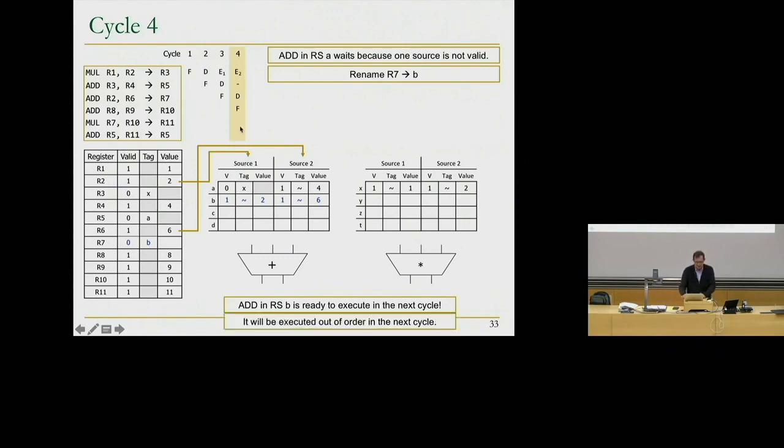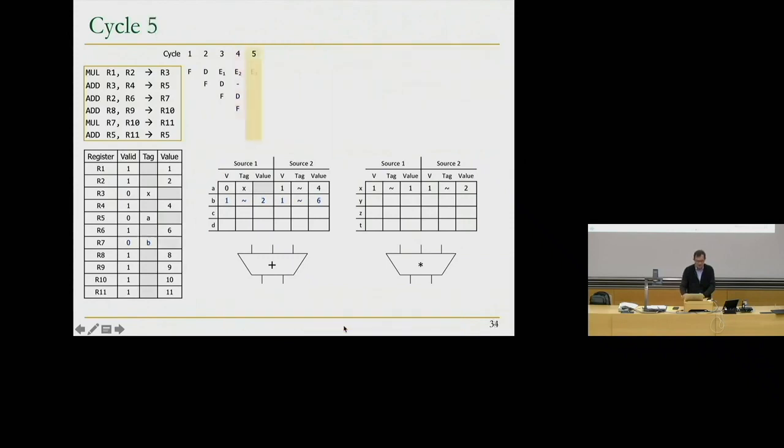Okay, let's take a look at the next cycle. So basically, this instruction will be executed out of order in the next cycle. Next cycle, this multiply is still executing. This add is still waiting in A over here. Now this add can start executing because its source values are both valid. And that's the part of out-of-order execution. Essentially, we've enabled the execution of this instruction without stalling the pipeline for this instruction that was dependent. And this instruction starts executing out of program order.